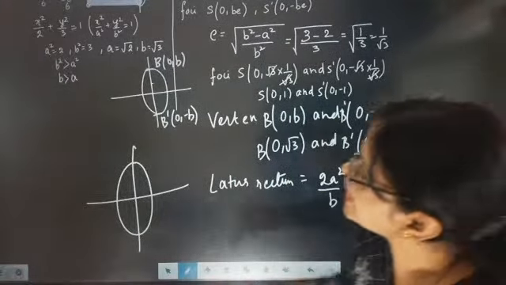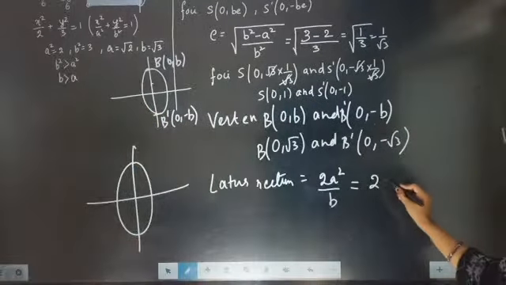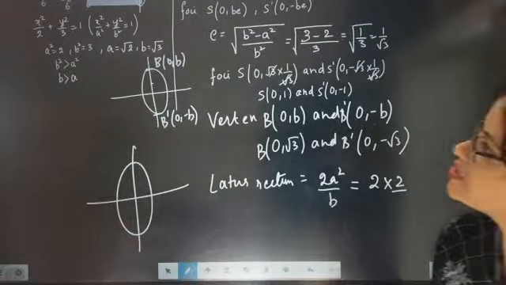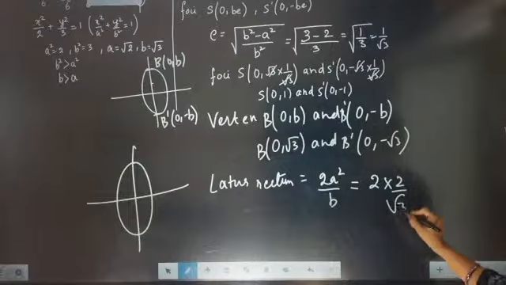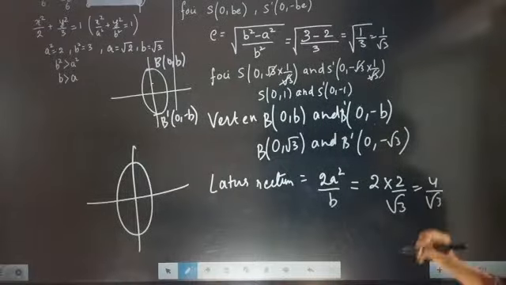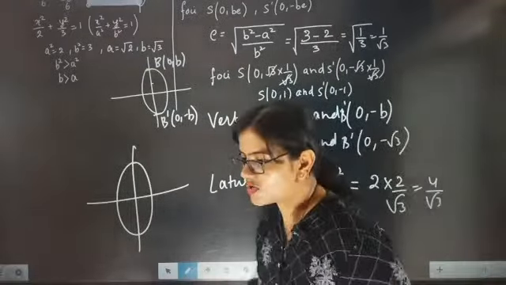So beta, what is a? So a square is coming as 2 and b is coming as root 3. So it is going to be 4 by root 3. Okay, so latus rectum is now rectified.